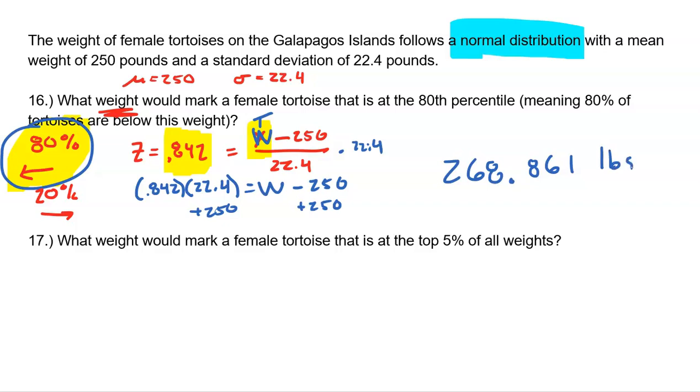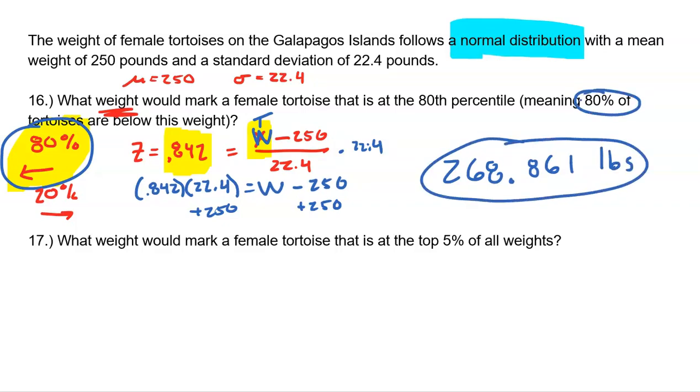So that would be the actual weight of a turtle that has 80% of all other female tortoises below it, 20% above it. All right, let's do one more here. What weight would mark a female tortoise at the top 5%? That's 5% to the right, 95% to the left.